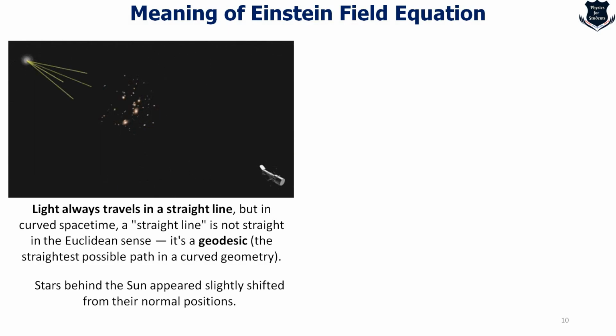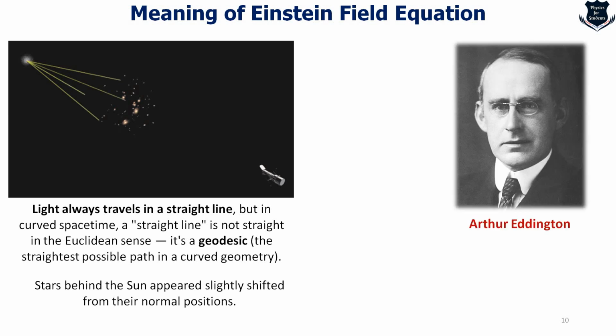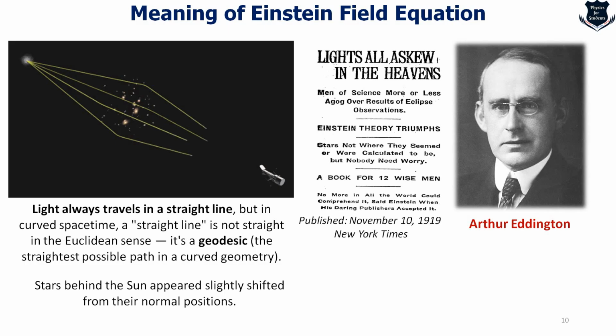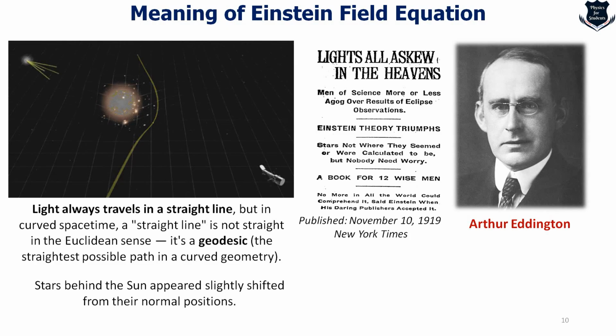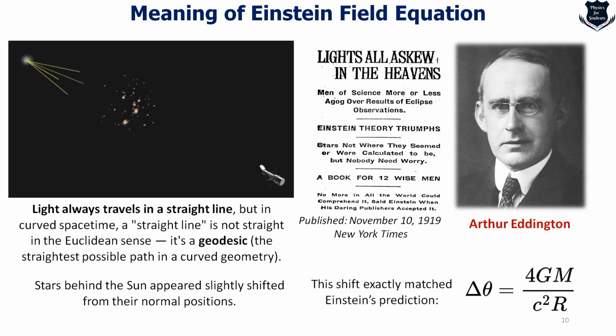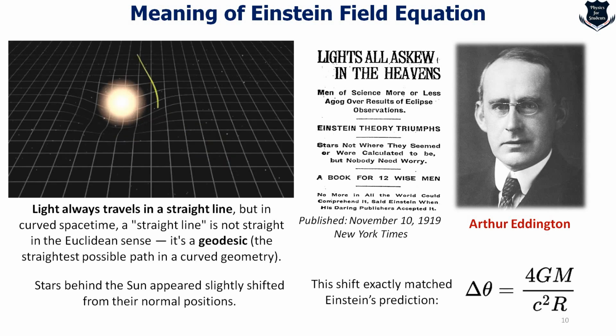Now this was formulated in 1915, but it took almost 4 years, until Arthur Eddington did his experiments, and through this experiment he found the deflection of the light. This was a famous experiment when the solar eclipse happened, on the 29th of May 1919, and the results got published in the New York Times on 10th of November 1919.